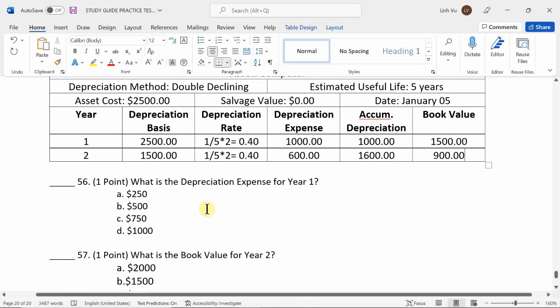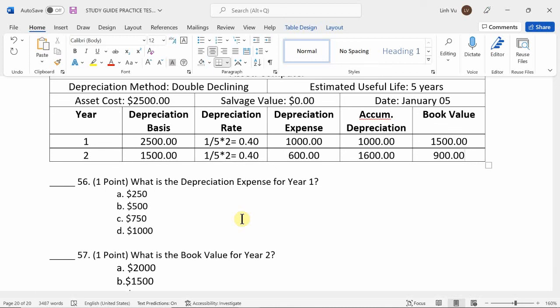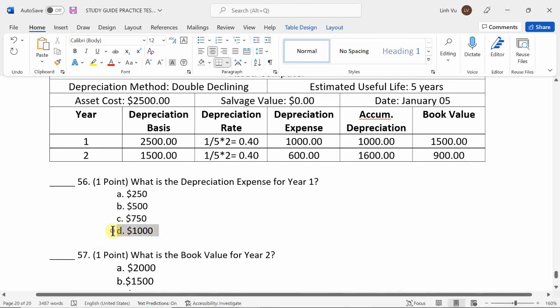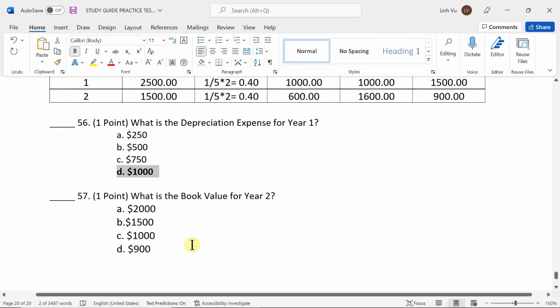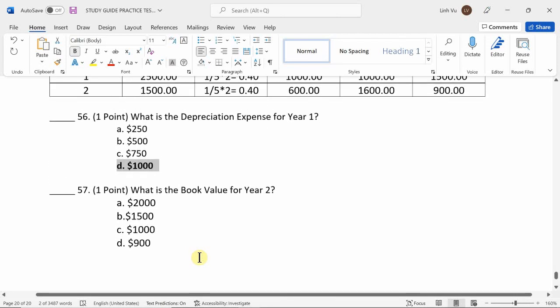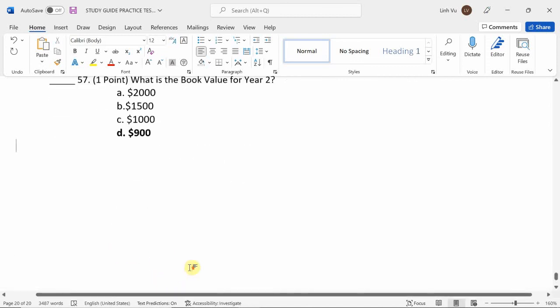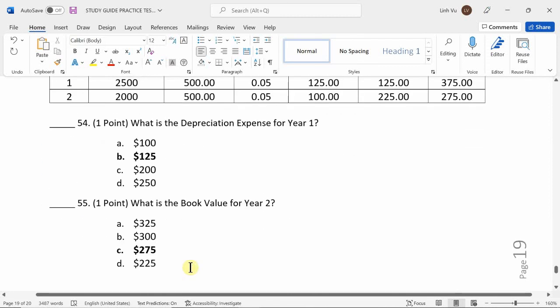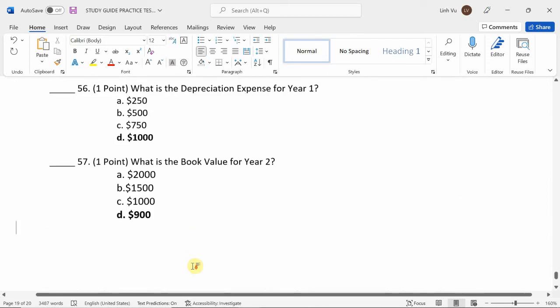So let's answer the following questions. So question 56, okay. What is the depreciation expense for year 1? D, $1,000. Good. Okay. And then 57, what is the book value for year 2? D, $900. Okay. So again, I thought it was 54 questions, but it's 57 now. So in this case, there you go.